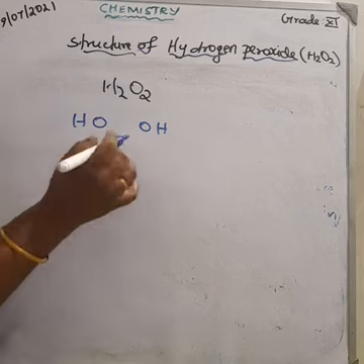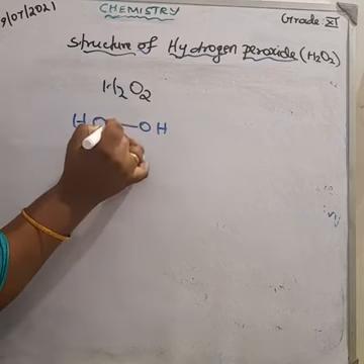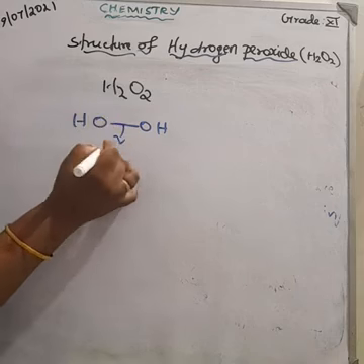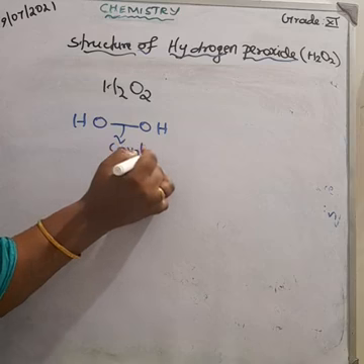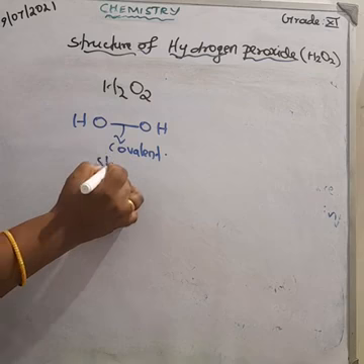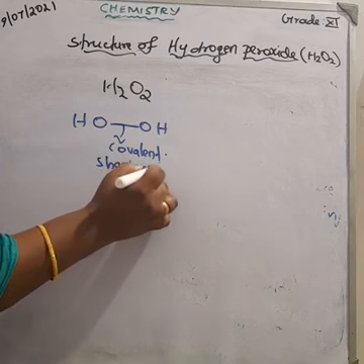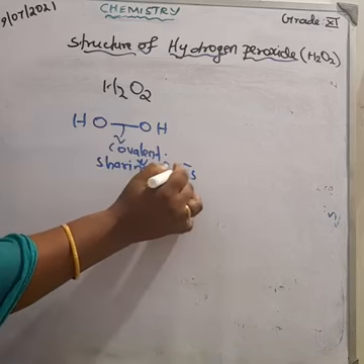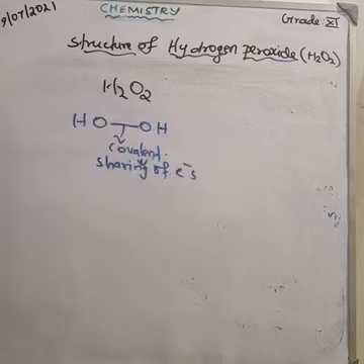I think all of you know about the covalent bond: the bond formed between two atoms by mutual sharing of a pair of electrons. The single bond between the oxygen and oxygen is called a covalent bond because the two oxygen atoms mutually share electrons. So by the sharing of electrons, this bond is formed.